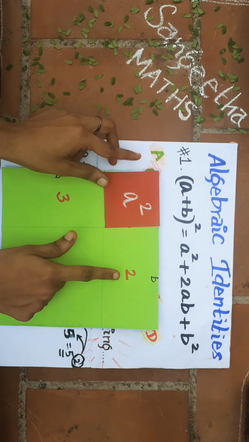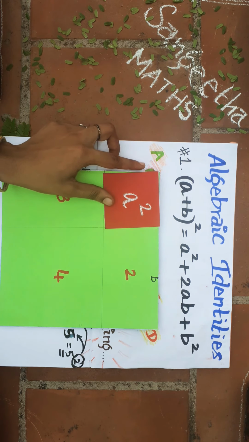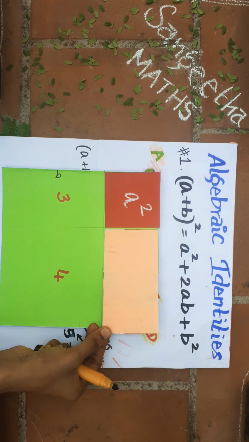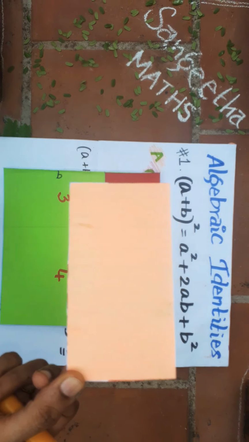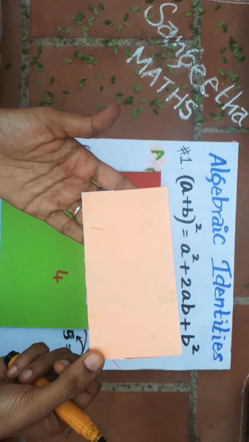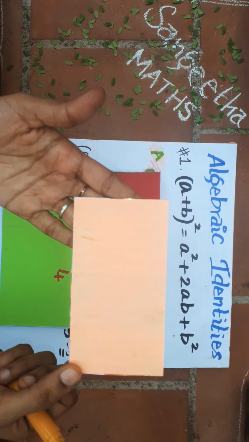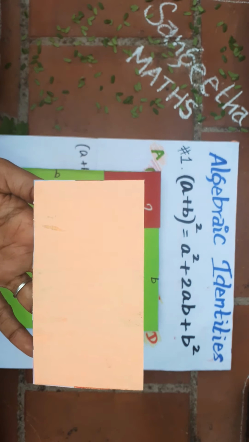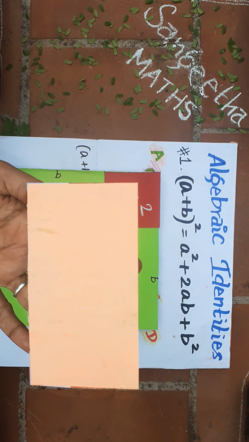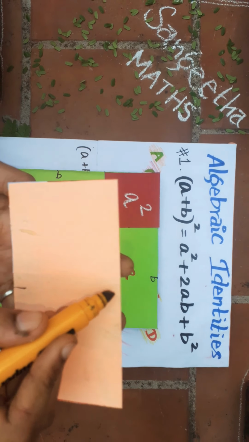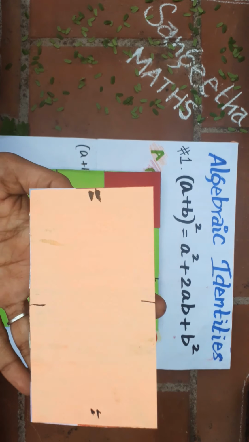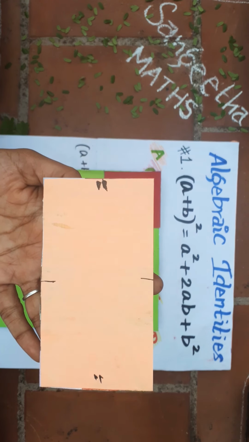Now we are going for the second part. What is this shape? It looks like a rectangle. Very good. So we need to look at the properties of a rectangle. We all know that opposite sides of a rectangle are equal, right? The opposite sides are equal.